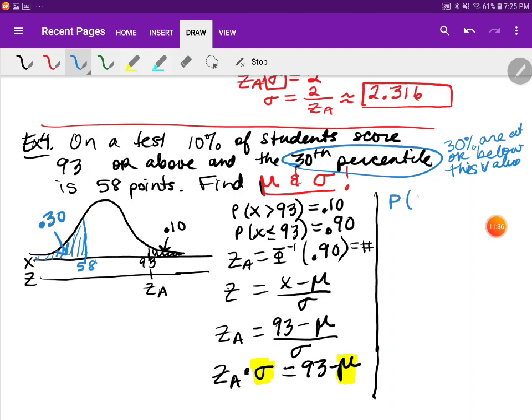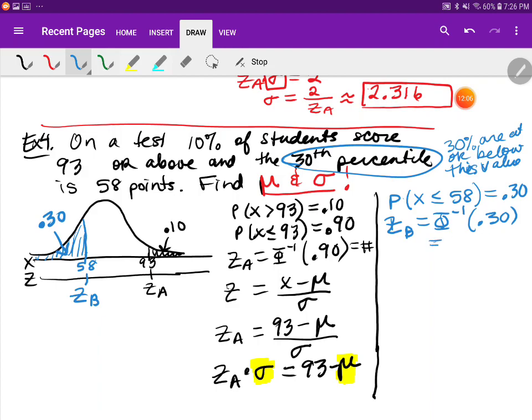So I'm going to put this in blue so you can see it. So the probability that x is less than or equal to 58, okay, and it doesn't really matter if it's a less than or an equal to or a less than in these problems, equals 0.30. You'll learn why in calculus. And then, oh, it already is a less than. So I can go right into ZA. Well, but I already have a ZA, so let me call this ZB. So ZB is the inverse normal of 0.30.